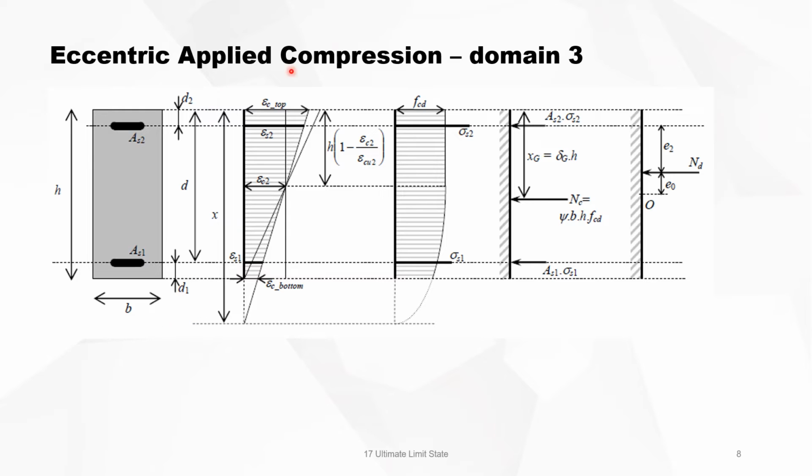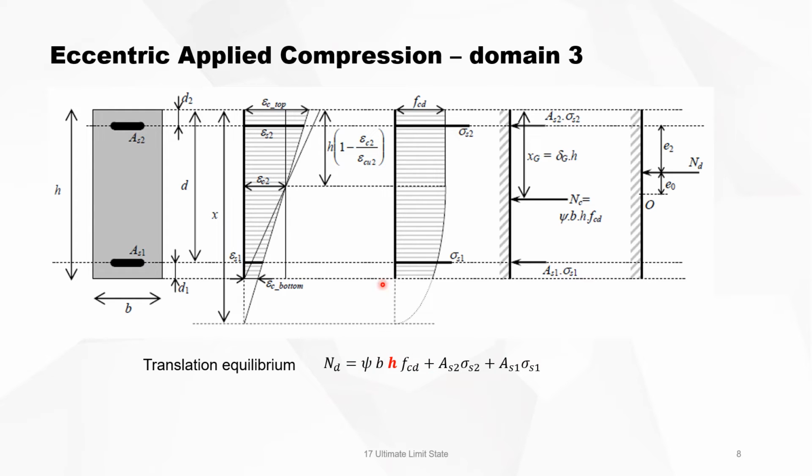We have the geometry, the strains, the stresses, the forces, and then the external forces. The external force, the bending moment, is replaced by an eccentrically placed normal force. Because this is domain 3, the E0 will always be smaller than the E2 because compression is dominant. If you take a translation equilibrium, then the external force equals the internal forces, and you will see that this is the compression force in the steel, and this is the compression force in the concrete.